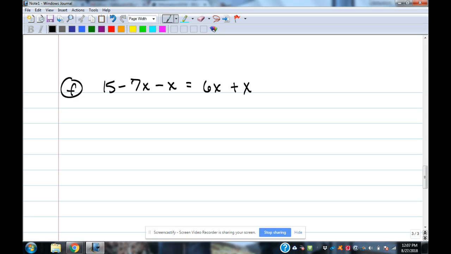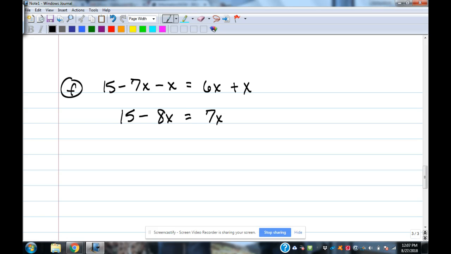All right. Can we do anything on the left side? Yeah. We got some like terms, don't we? We got a negative 7x and a negative x. Together, that would be negative 8x. So that'd be 15 minus 8x. What about the right side? That one's a little more logical. It'd be 6x plus 1x is 7x. Oh, that shortened up quite a bit there.